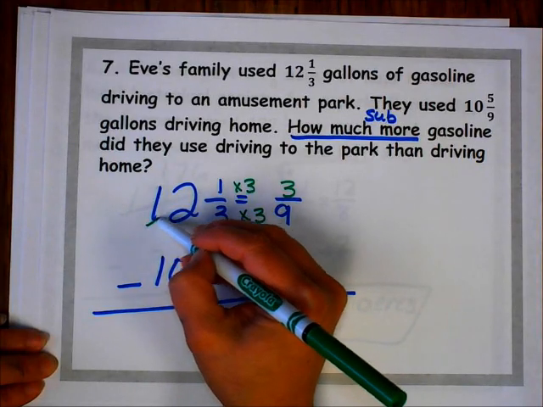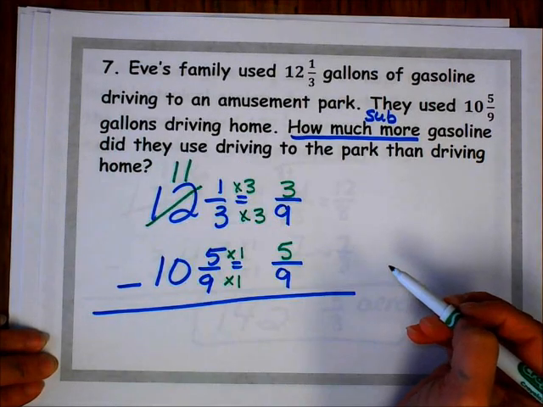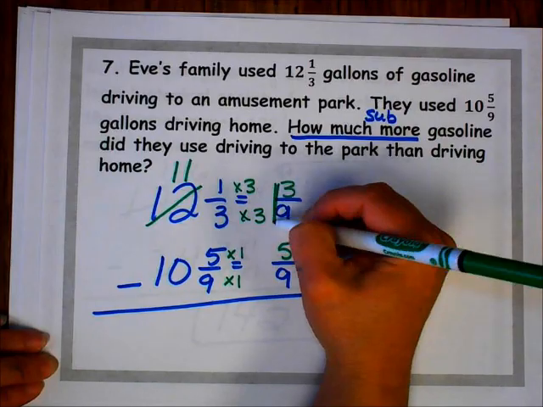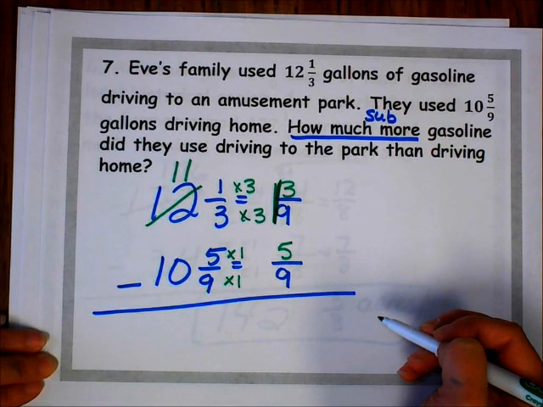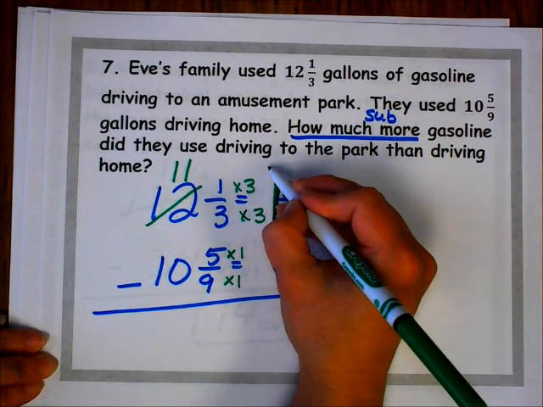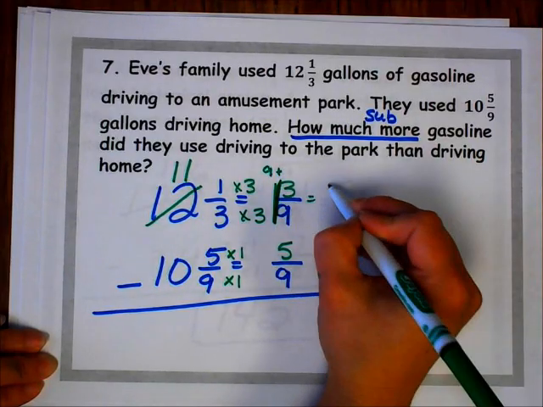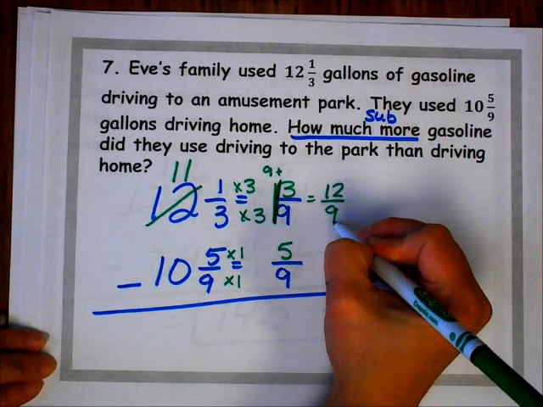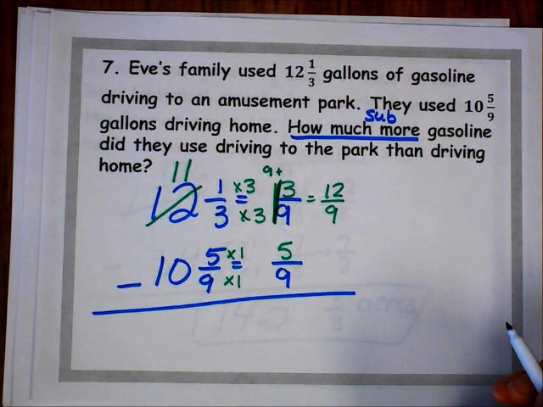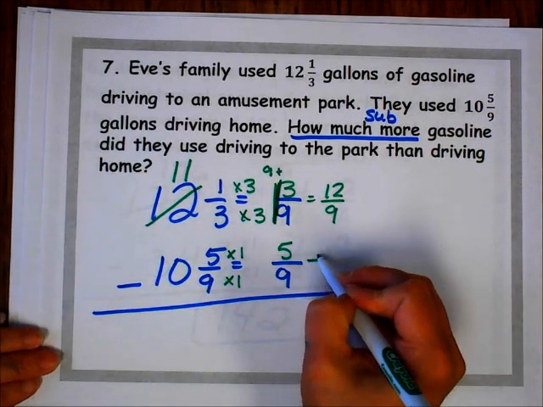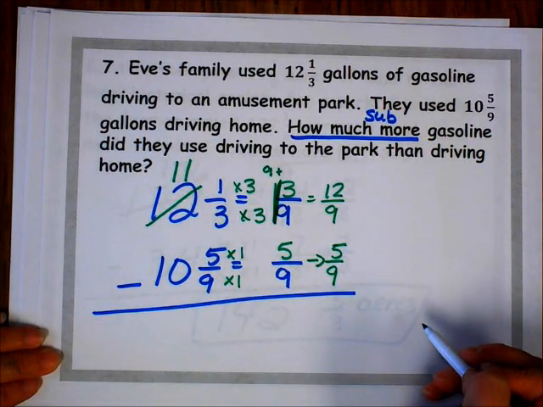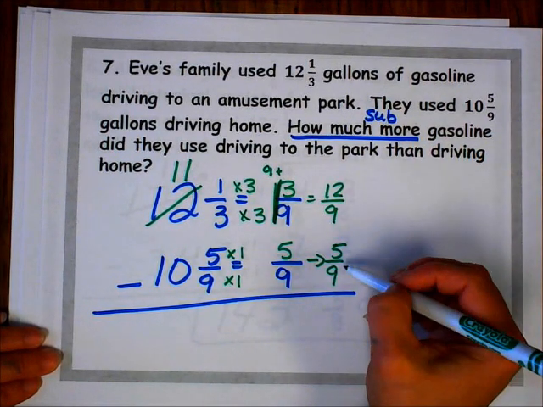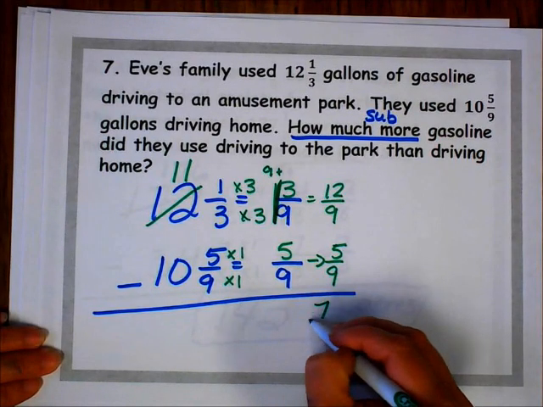I borrow from the whole number 12. It becomes 11. I borrowed 1 whole. 1 3/9 as a mixed number does not help me, so I need to change it into an improper fraction. So 9 times 1 is 9. 9 plus 3 is 12. So 12/9 is equal to 1 3/9, and now I will be able to subtract. So I'm going to slide my 5/9 over. Now I can subtract. 12/9 minus 5/9 is 7/9.